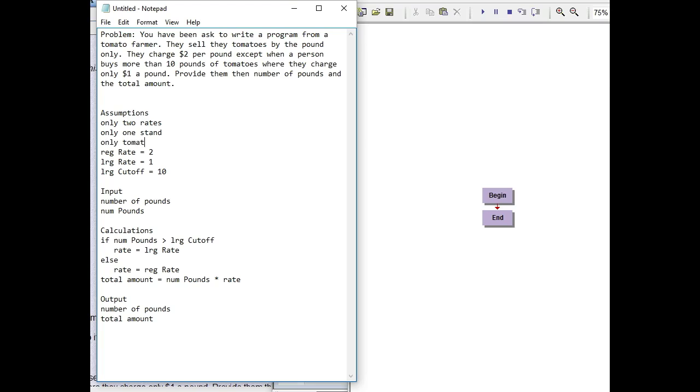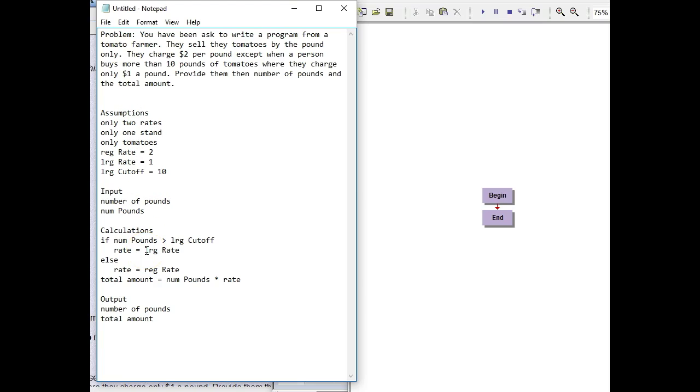Only tomatoes. So we ask those things, and the reason we make those assumptions is because if I say there are only 2 rates, and he says yeah, it's a $1 rate and a $2 rate, well, unless they buy 50 pounds, then it's 50 cents a pound. I think, well, that's the 3rd rate, so I'm going to have to change my solution for that. And only 1 stand. He says, well, only 1 stand, but we actually have 4 or 5 stands around, and we want to give the grand total of all of them. Again, that changes my solution. So I need to ask these questions to ensure that my solution is correct before I go on and do anything else.